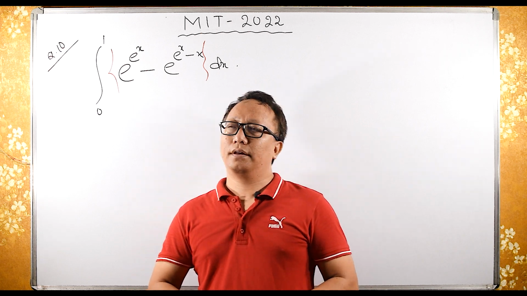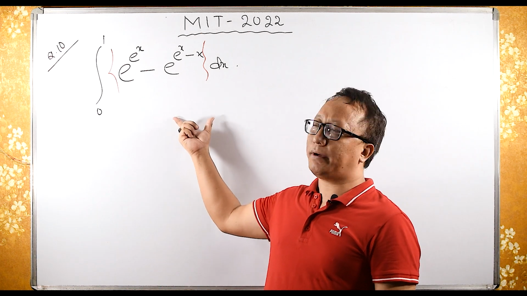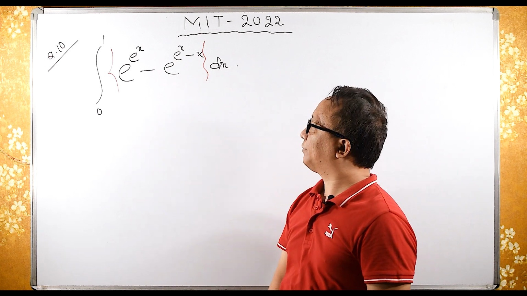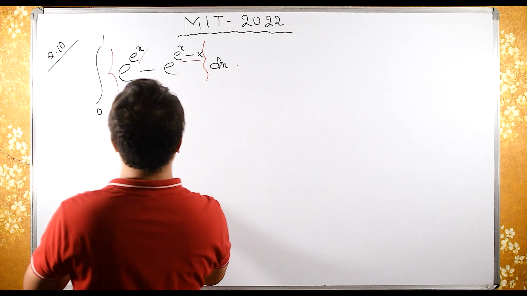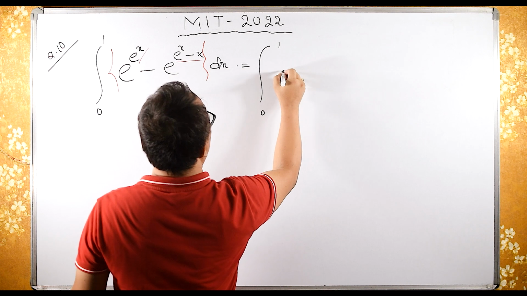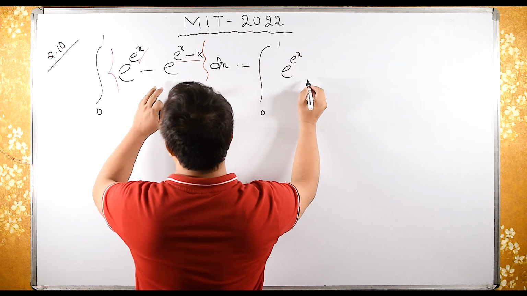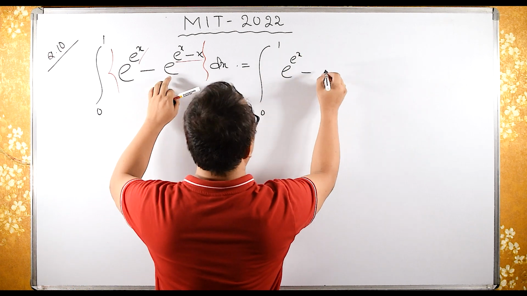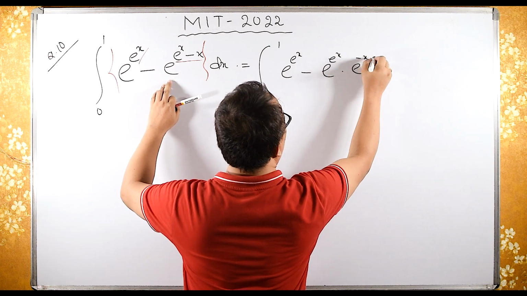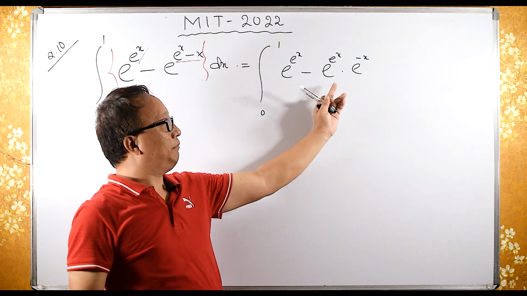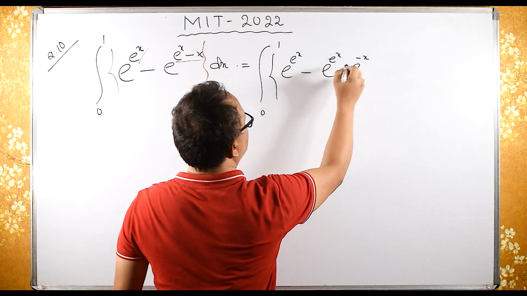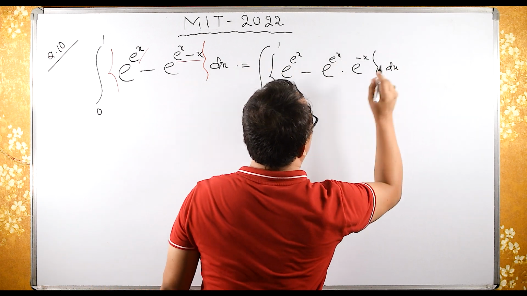Welcome back. This integration was asked by MIT in the year 2022 and this is question number 10. Let's expand this. If I expand this, it becomes the integral from 0 to 1 of e raised to x minus... this is the same as e raised to x into e raised to minus x. Why? Because if the bases are equal, I can add the indices. So this is my dx.